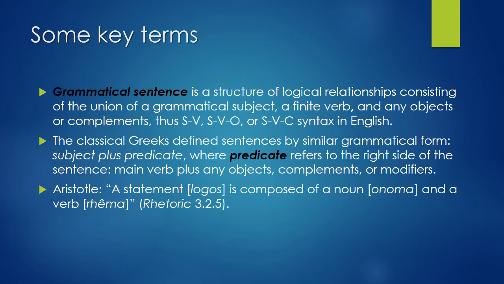The classical Greeks also defined sentences by grammatical form: subject plus predicate, where the predicate refers to the right side of the sentence, the main verb plus any objects, complements, or modifiers. For instance, Aristotle, in his book on the art of rhetoric, writes a statement, or logos, is composed of a noun, an onoma, and a verb, a rhema. And so he defines a sentence as a subject and a predicate.